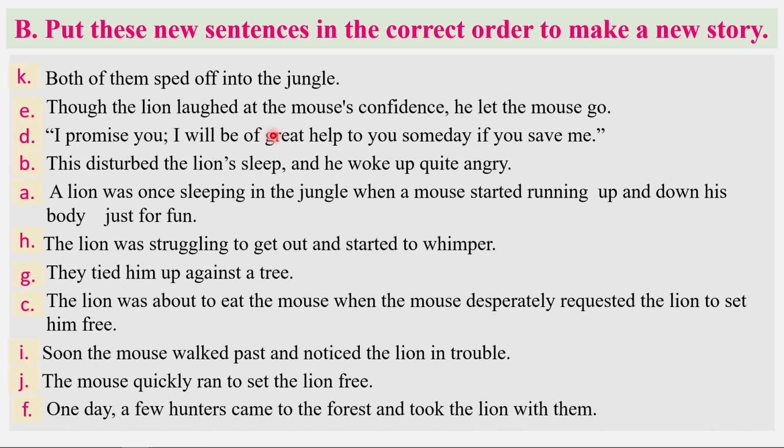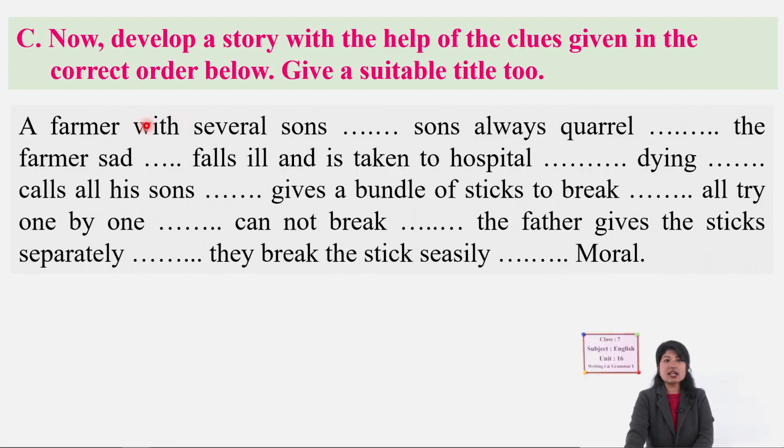Okay, now let's go to the next activity. In the writing task there is a story writing task again, one more time. Number C: Now develop a story with the help of the clues given in the correct order below. Give a suitable title too.